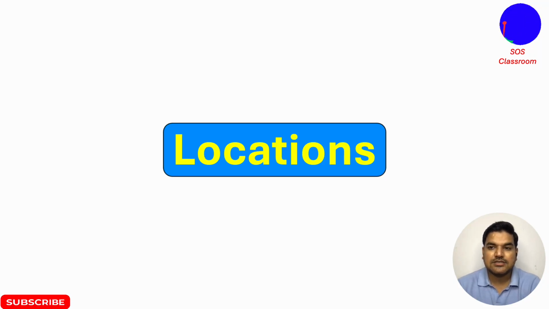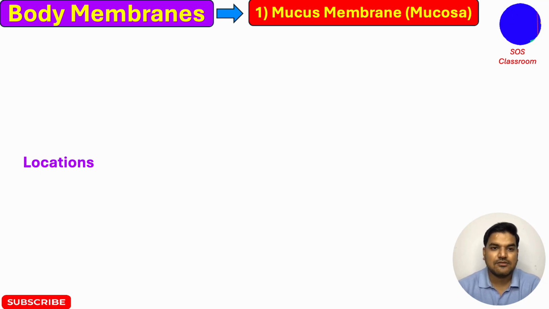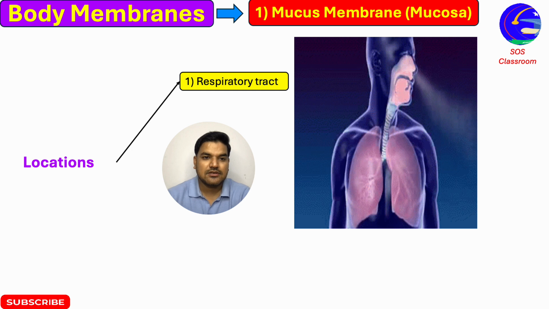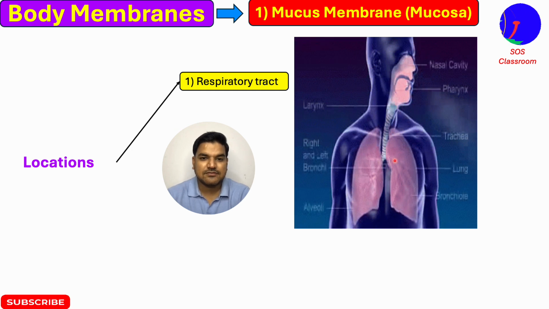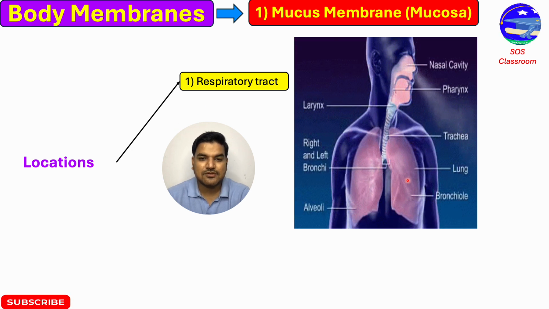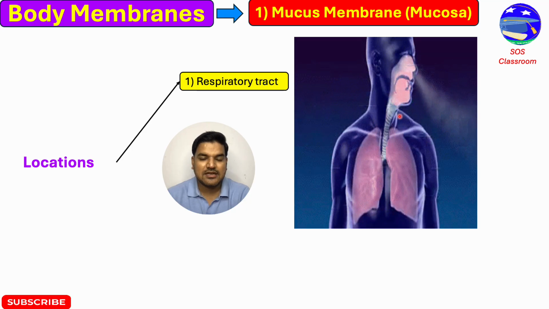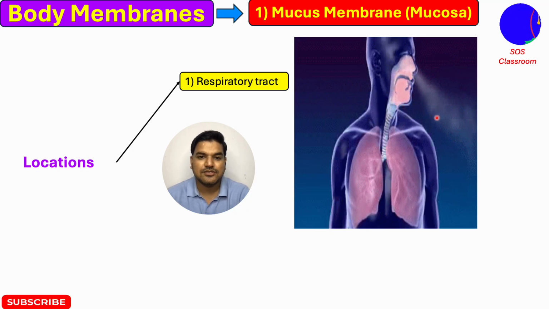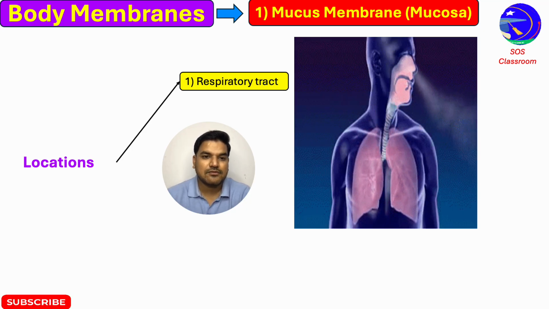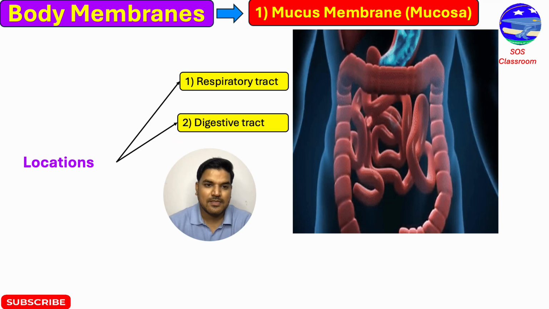Let's discuss the locations of the mucous membrane, where it is present in the body. So what are the locations? Number one, respiratory tract. In the respiratory tract, different types of dust particles and microbes attach to the mucus and are transferred to the trachea and expelled out into the external environment.